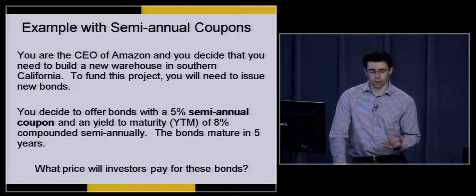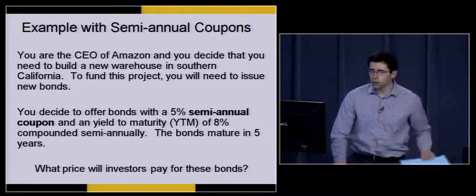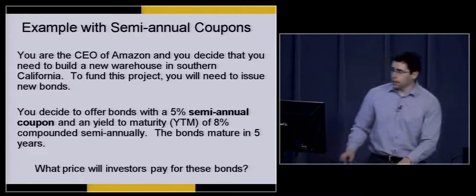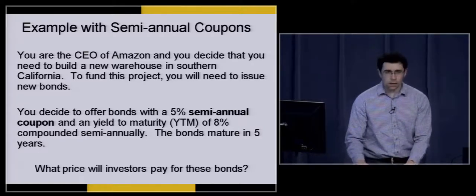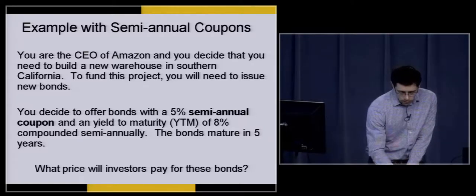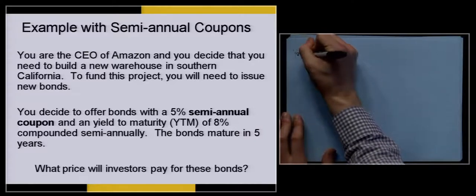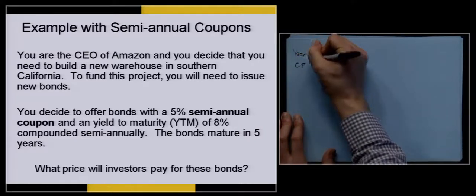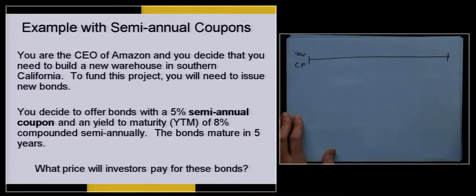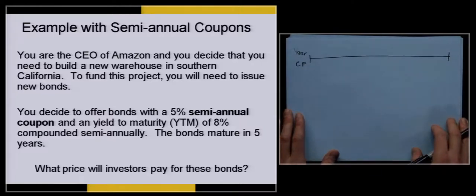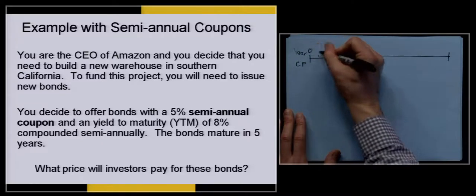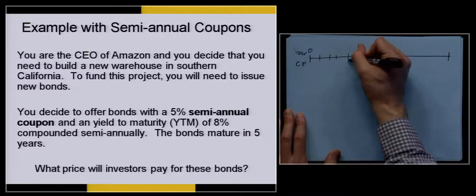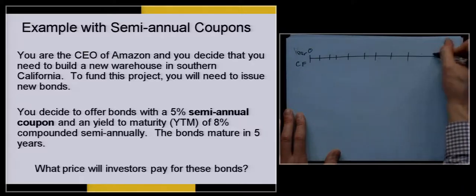So let's go ahead and plot this on our timeline of cash flows. So we have our year, our CF, and in this case, although we have 5 years to maturity, because we have semi-annual coupon payments, we're actually going to have 10 periods. So it runs from 0 to 1, 2, 3, 4, 5, 6, 7, 8, 9, 10.